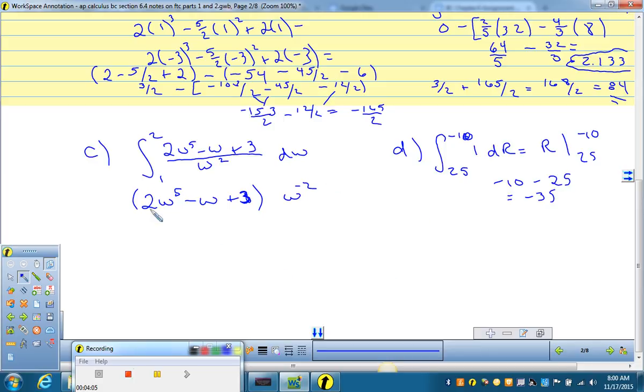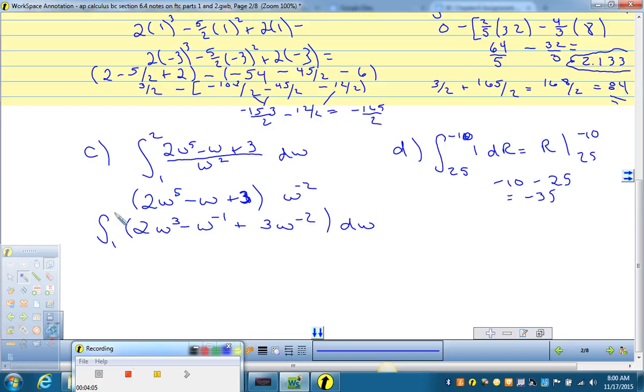All right, when we distribute this through, we get 2w to the what? 3rd minus w to the negative 1 plus 3w to the negative 2. We have just made it so that we can now use the power rule on all of those. dw from 1 to 2. And now I want to take the antiderivative. I'll leave my 2 in front. The antiderivative of w cubed is?